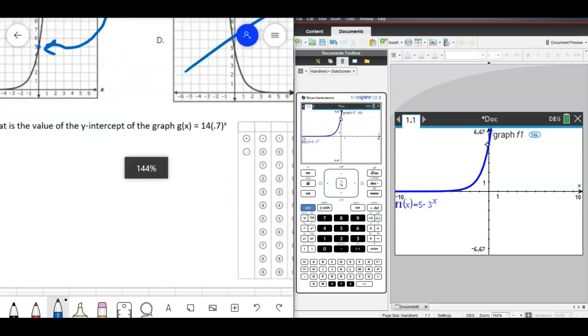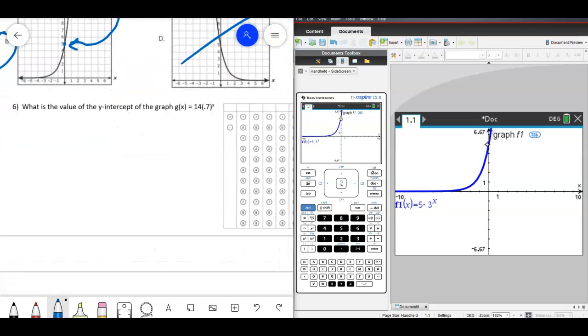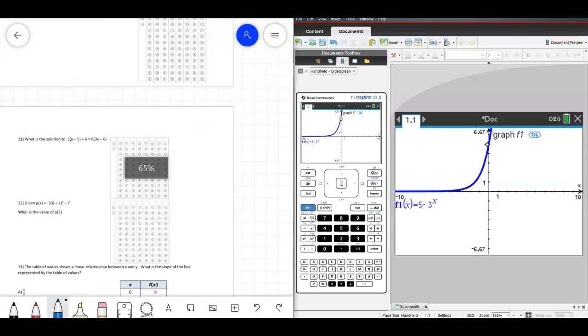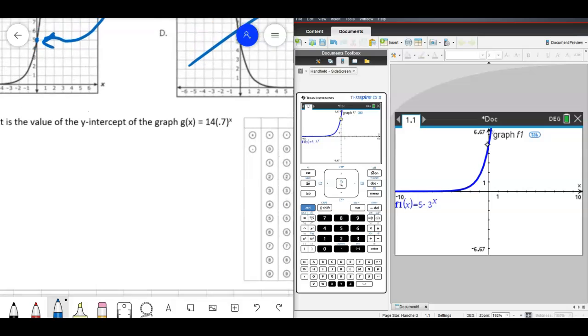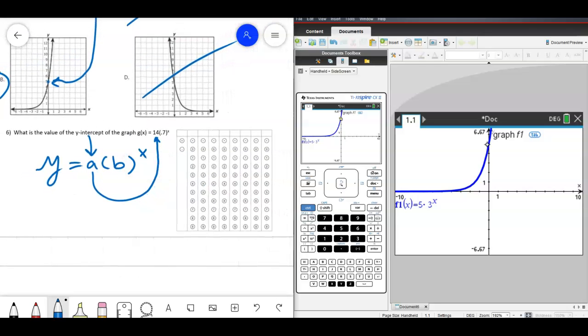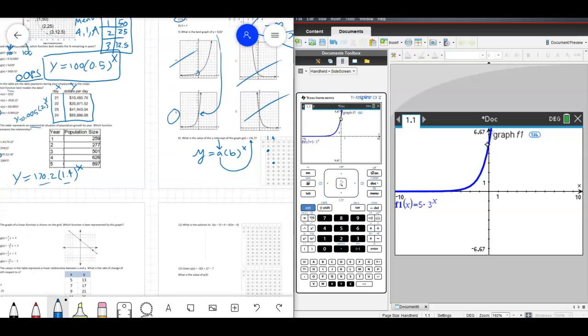Number 6. What is the value of the Y-intercept of this graph? Well, we literally just said this. When you have y equals a times b to the x, the y-intercept is a, which is 14. B is your rate, your multiplier, but your y-intercept is 14. Doesn't matter where you put it on that grid.